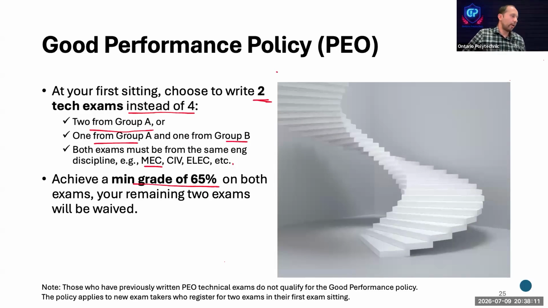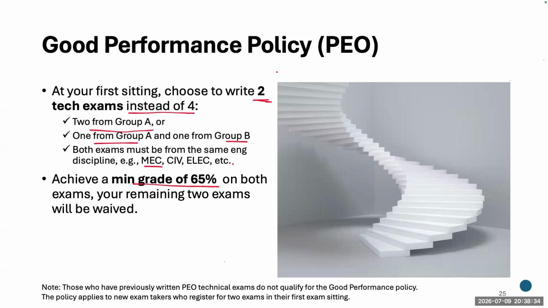No, you have to take both together at one sitting, and both should be a minimum of 60%. Even if you get 89 on one of them and 60 on the other, this good performance rule doesn't apply to you. So you should register for the other two that are available. Okay, thank you so much. Thank you, I got it.